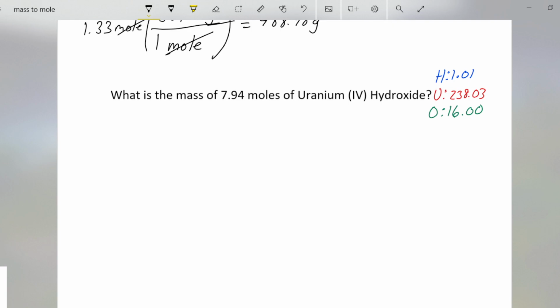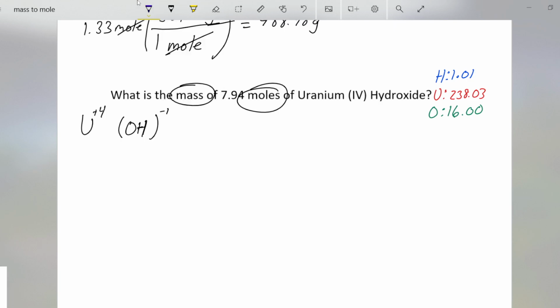And then mass. We want to know the mass of 7.94 moles of uranium 4 hydroxide. We are starting on Mole Island. We are going to Mass Island, and we need to figure out what our formula unit is. So our uranium is a +4 charged thing. And then we have these hydroxides, which remember we talked about. It's a polyatomic ion, and it has a charge of -1.